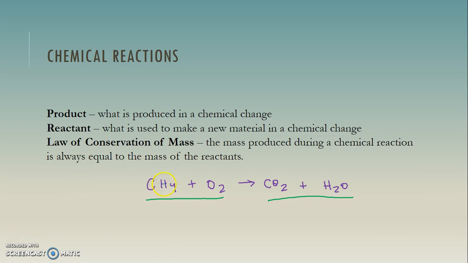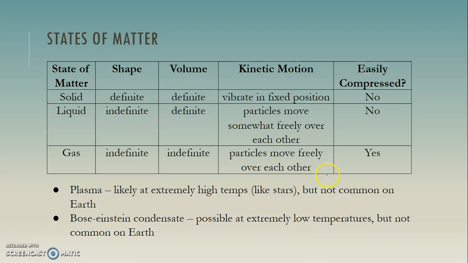It does also mean that if we have to have equal numbers of these on both sides, that, for example, if we start out with 20 grams of reactants, then that means we have to end up with 20 grams of products. Whatever you start out with, you must end up with, and I don't want you to worry about balancing right now. All right, our last little bit is about states of matter.